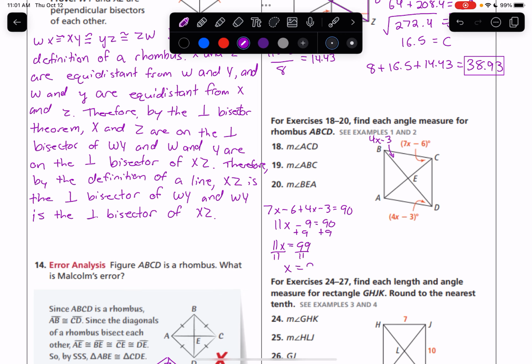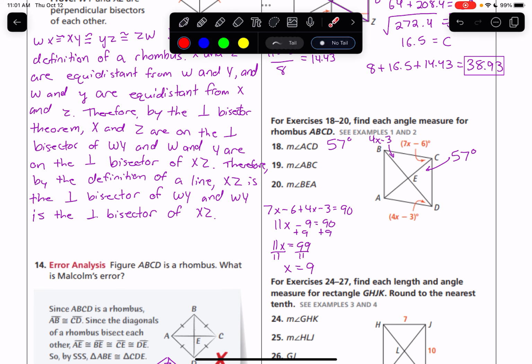X equals 9. So then we're finding measurements here. We're finding the measure of angle ACD, which is another 7x minus 6 angle right here. So if I do 7 times 9, I get 63. 63 minus 6 is 57 degrees. So that's 57 degrees.